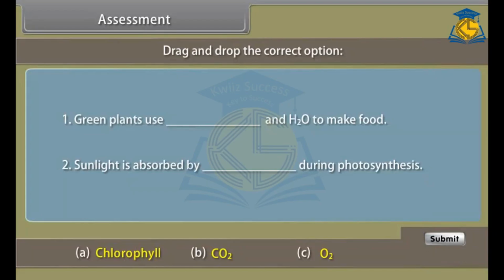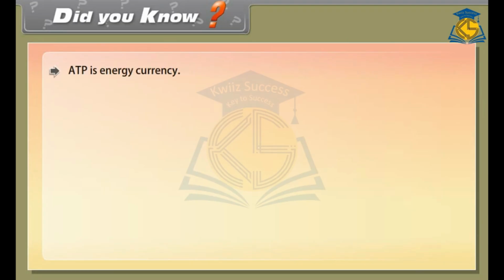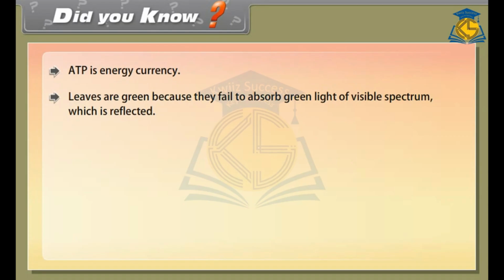Drag and drop the correct option. Did you know? ATP is the energy currency. Leaves are green because they fail to absorb the green light of the visible spectrum, which is reflected. Blue and red light are best for photosynthesis.